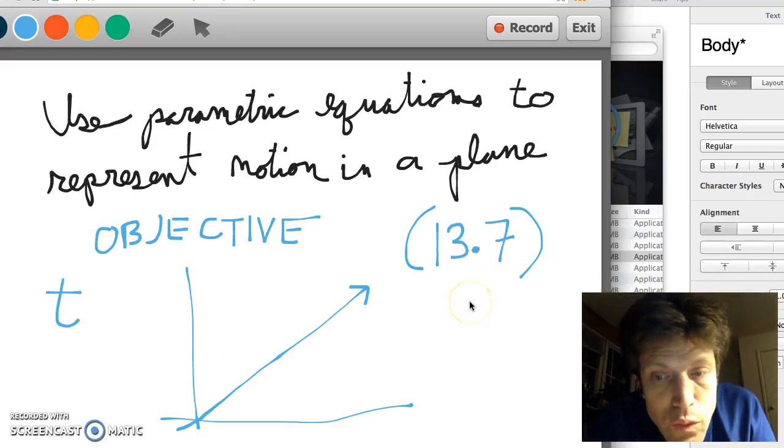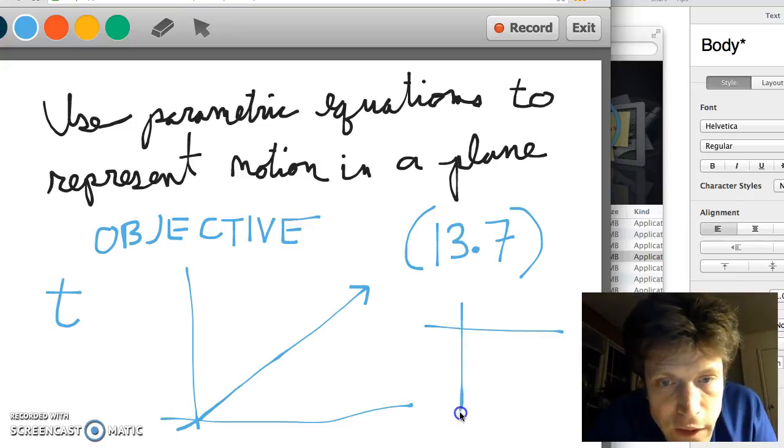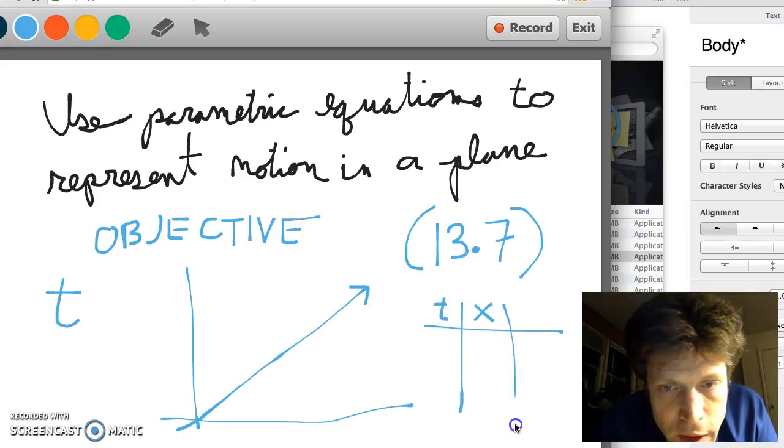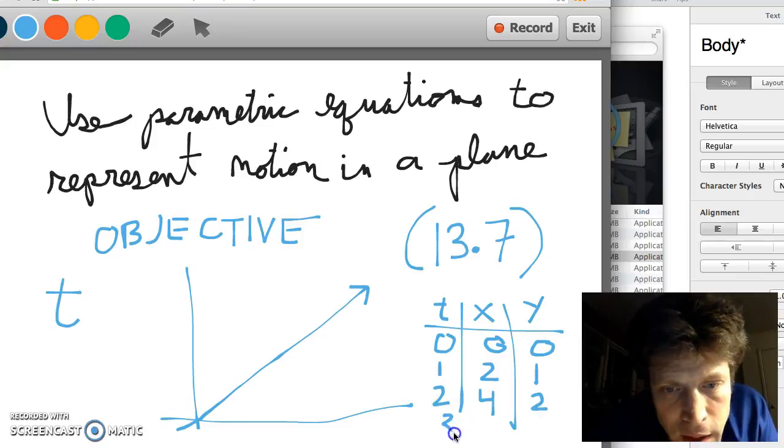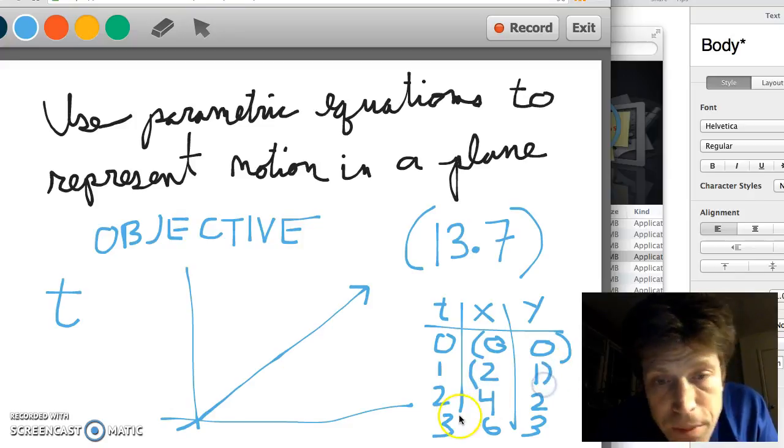The way that'll end up looking is there's t, there's x, there's y, and after 0 seconds it's at 0, comma 0, but after 1 second it's at 2 comma 1. After 2 seconds, it's at 4 comma 2, and so on. And with this information, our graph is these points. The t doesn't show up on the graph.